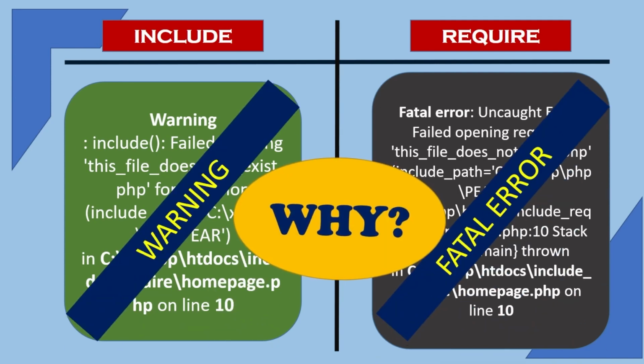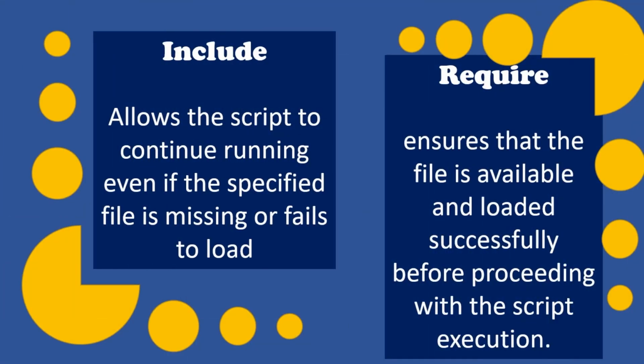When you use require, you're telling PHP that the specified file is essential for the script to run properly. If PHP can't find or load the required file, it will halt execution and throw a fatal error, stopping the script entirely. So, while include allows the script to continue running even if the specified file is missing or fails to load, require ensures that the file is available and loaded successfully before proceeding with the script execution. In essence, require is used when a particular file is absolutely necessary for the script to function correctly, making it more robust and dependable in ensuring that all required dependencies are met.